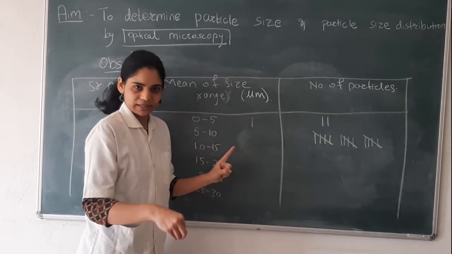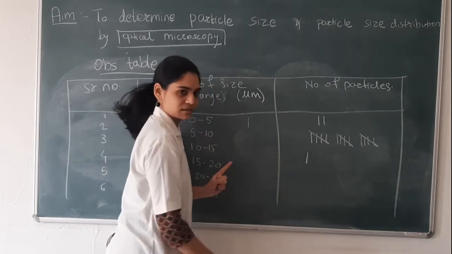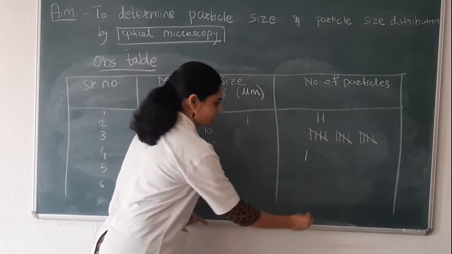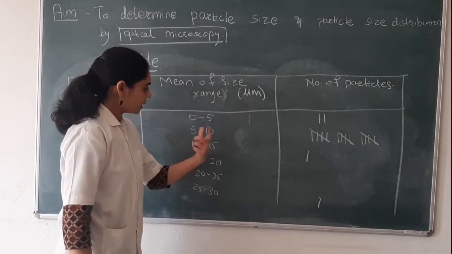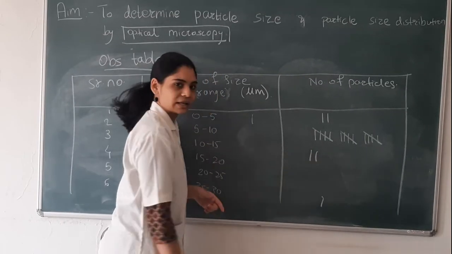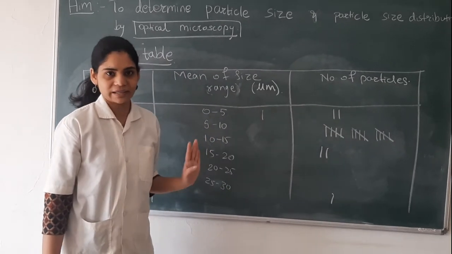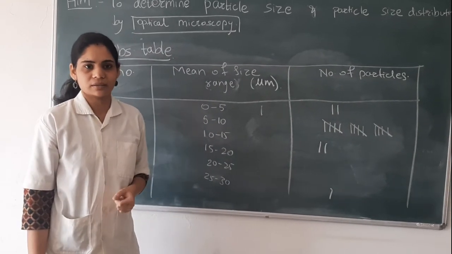So to simplify, if you measure a particle size in this range as one particle, you will immediately write 1. If the next particle is in between this range, then immediately you write this. If the next is in this range, immediately here you write this. Again, if the next particle is in this range, you will just write a line. Okay, so this is the way we are going to measure the particles. Now we will see how it is done.